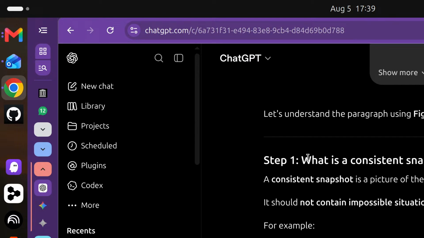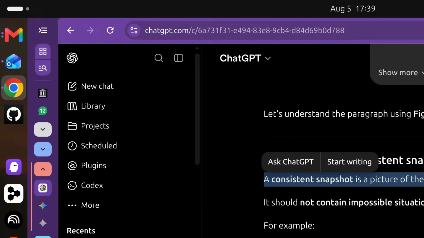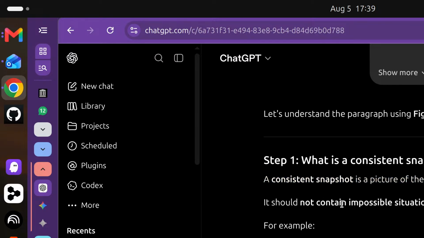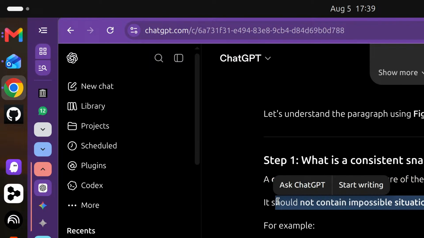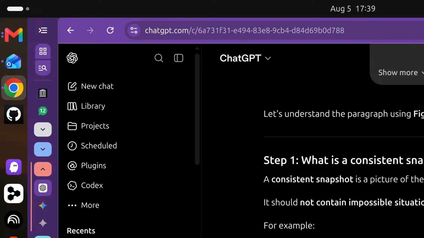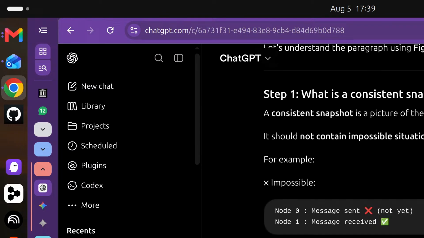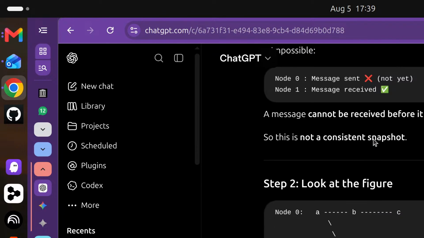So what is a consistent snapshot or consistent cut? A consistent snapshot is a picture of the whole distributed system at one moment. It should not contain impossible situations. For example, impossible is node 0 message not yet sent, node 1 message received. A message cannot be received before it's sent, right? So this is not a consistent snapshot. Only possible situations belong in the snapshot.